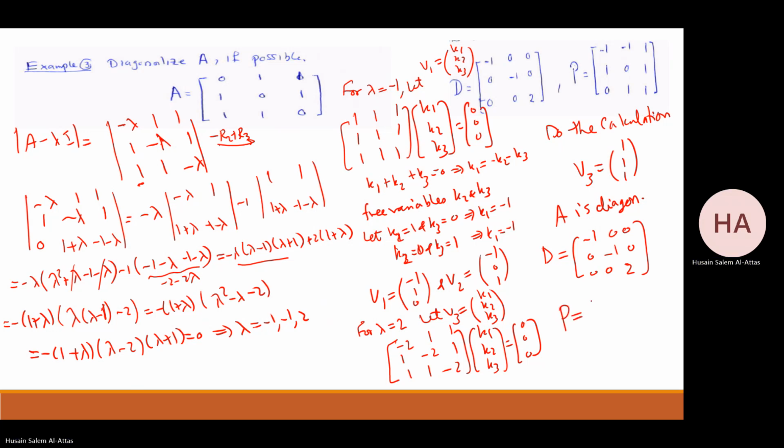P will be what? The vectors: minus 1, 1, 0; minus 1, 0, 1; 1, 1, 1. What is this answer?